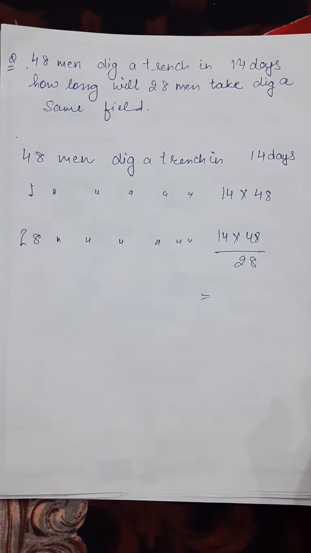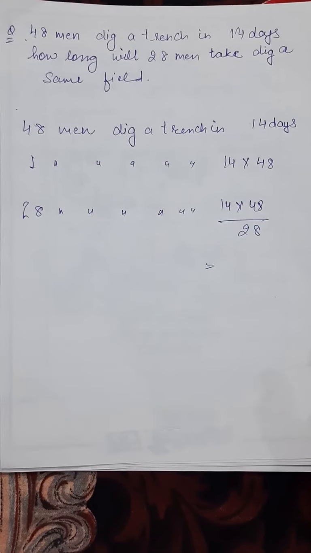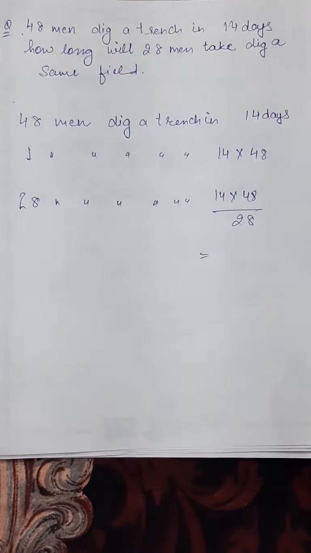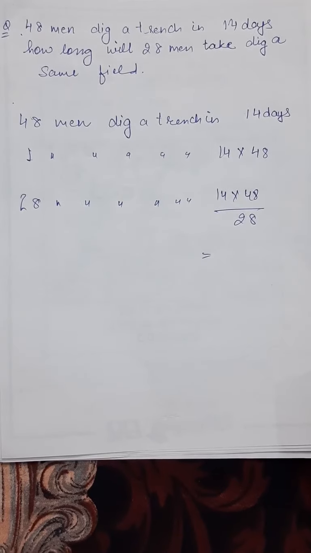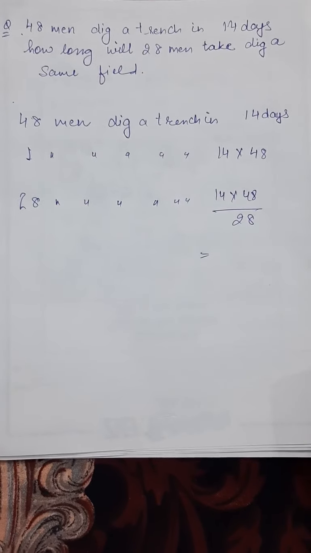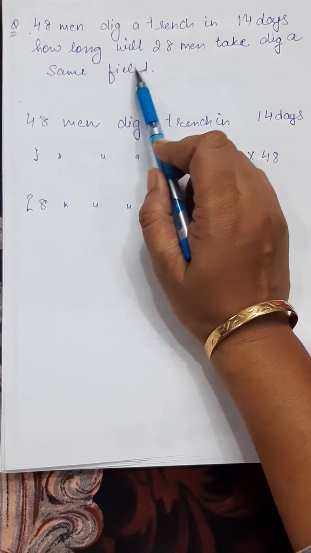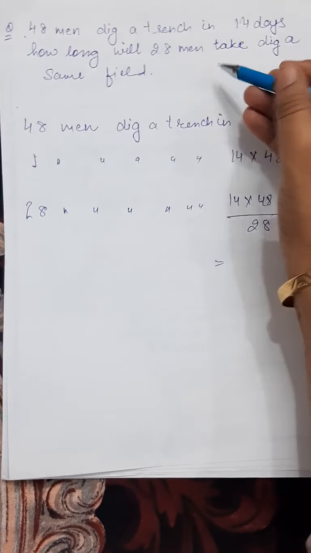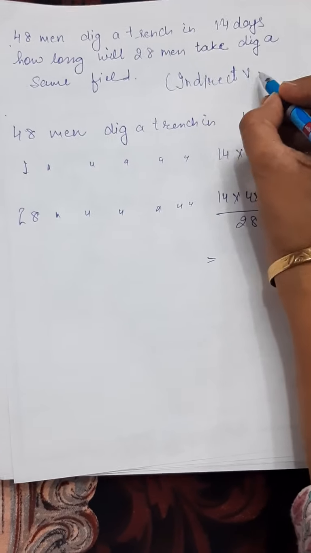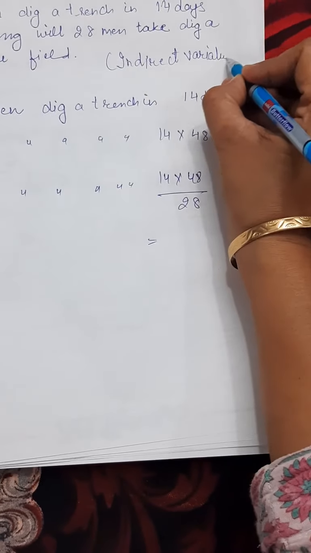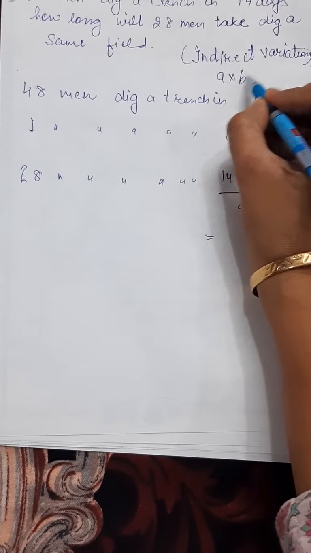Just see, 48 men dig a trench in 14 days. How long will 28 men take to dig the same field? Earlier 48 men were there and the work was to be completed in 14 days. Now, if the number of men is reducing, the time is going to increase. So there exists an indirect variation, or indirect relation, between the variables. So what will exist? A into B relationship.